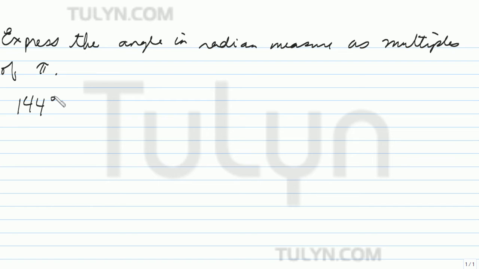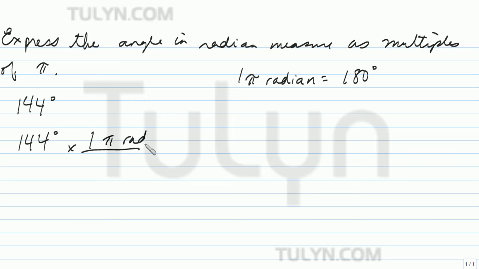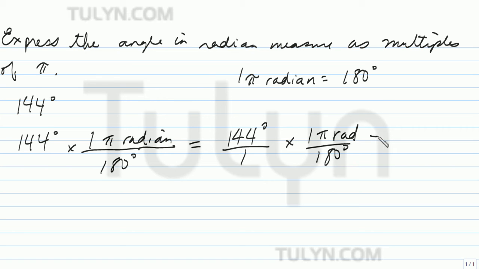First thing you do is convert it to radians, right? 1 pi radian is equivalent to 180 degrees, right? So take 144, convert it to radians by multiplying by 1 pi radian over 180 degrees. Go ahead and represent 144 degrees over 1, because every number is equal to itself divided by 1, times 1 pi radian. Abbreviate radian by rad, over 180 degrees.